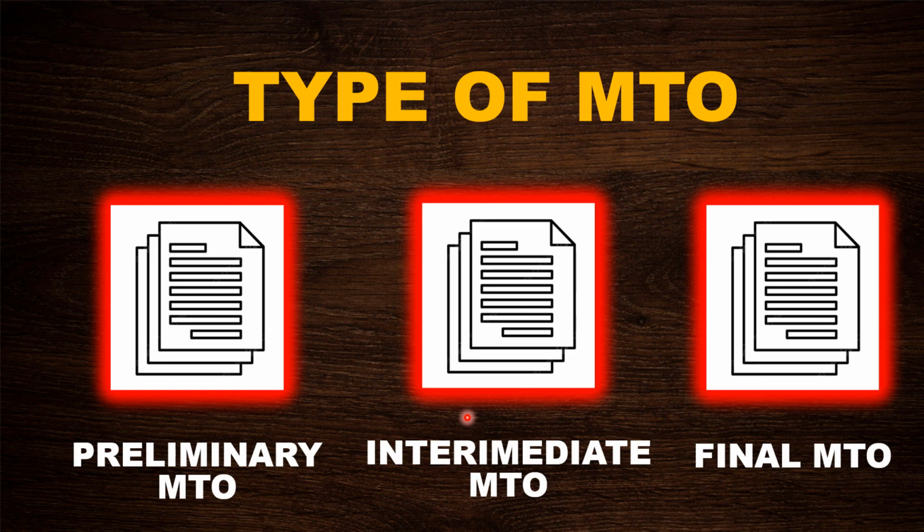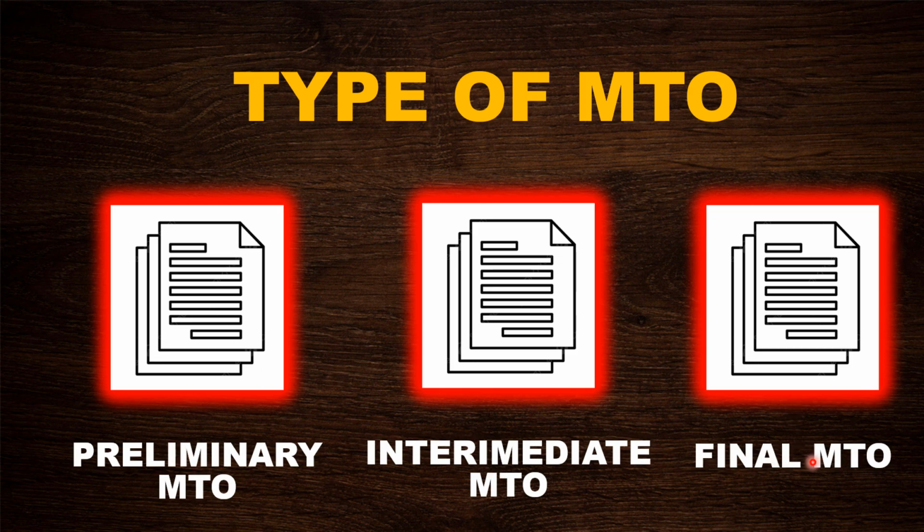This MTO is issued whenever you feel that there are more items that need to be procured and these items will take longer time. So the difference between all of these MTOs is basically to save time. Preliminary MTOs are issued to save an enormous amount of time for the material delay, and intermediate is issued when there is a huge difference between preliminary and the actual.